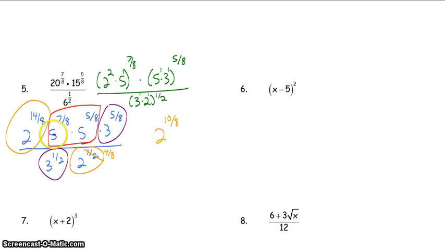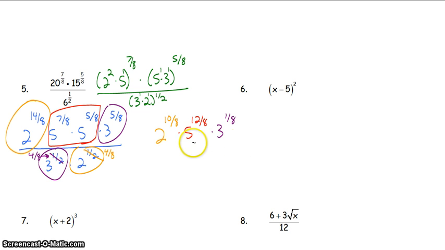Next we have 5 to the 7/8 and 5 to the 5/8. That turns into 5 to the 12/8. And finally, we can also change this one down here to 4/8. So we have 5/8 over 4/8, which is 1/8. So we get 3 to the 1/8. And there's nothing left on the bottom here.